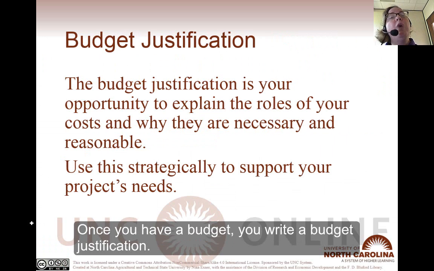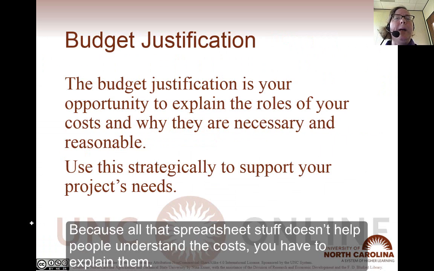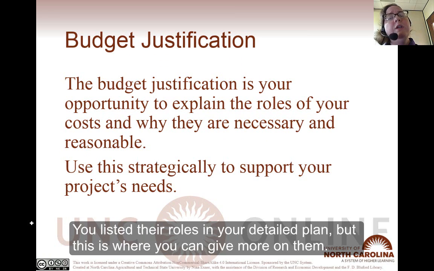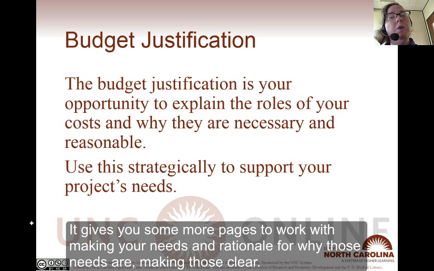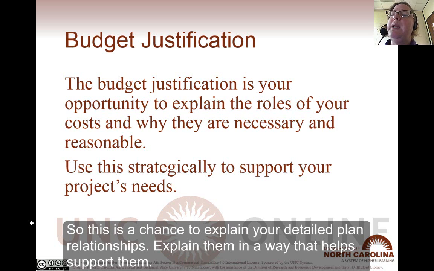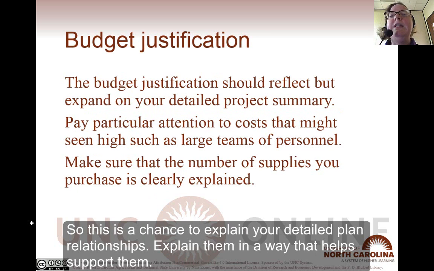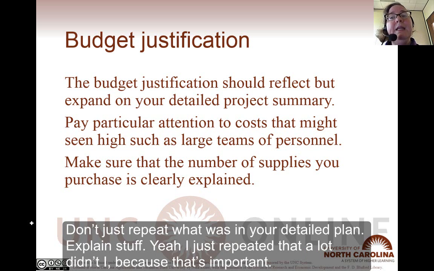Once you have a budget, you write a budget justification, because all that spreadsheet stuff doesn't really help people understand the costs. You have to explain them. You listed their roles in your detailed plan, but this is where you can give more on them. It gives you some more pages to work with in making your needs and rationale for what those needs are, making those clear. So this is a chance to explain your detailed plan relationships. Explain them in a way that helps support them. Don't just repeat what was in your detailed plan.